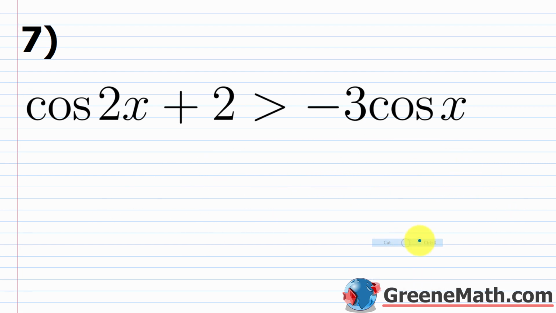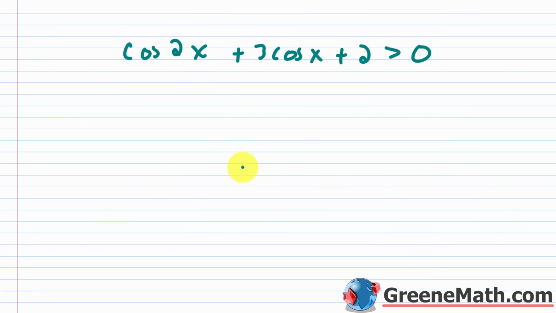So let me grab this real quick, and we'll just come down here. Again, I'm just going to solve the related equation, get some critical values, and then we're just going to set up some intervals and test. So I'm going to go cosine of 2x plus 3 cosine of x plus 2 is equal to 0.